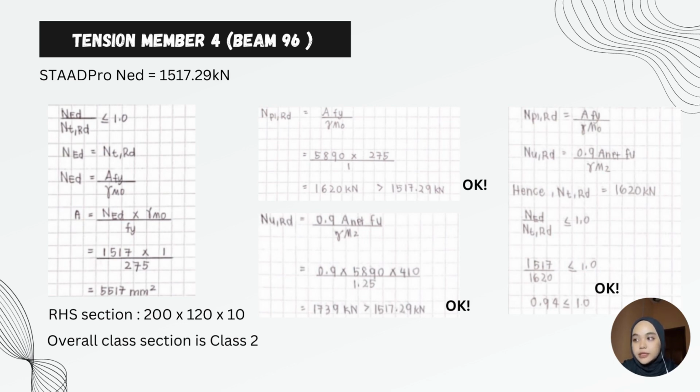Next, I find the design plastic resistance at the cross section and the value is 1620 kilonewton. Then I find the design ultimate resistance at net cross section. I assume the members are welded, so we use the net area. So the NURD is 1739 kilonewton. And lastly, we find the tensile resistance, which is the lesser value between NPLRD and NURD. So the NTRD is 1620 kilonewton. And the last one, we find NED over NTRD is less than 1.0.